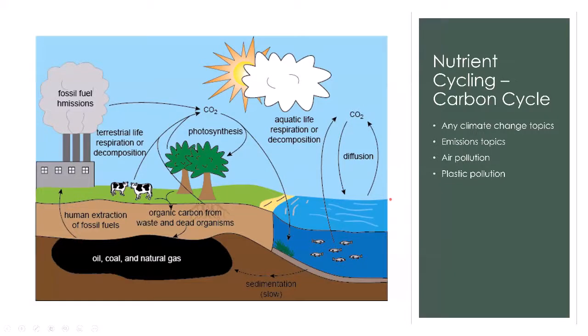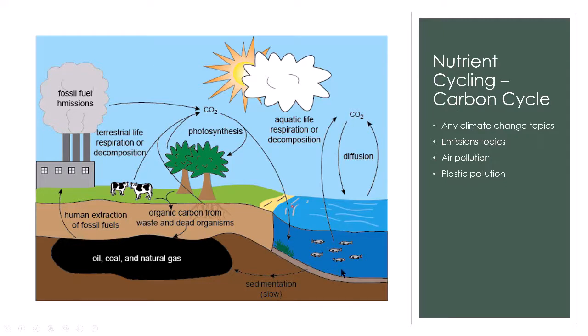All right, next ecological process, the carbon cycle. You will want to do the carbon cycle if you have a climate change topic. If you have anything about emissions, like carbon emissions, like methane emissions, CO2, any kind of air pollution is most likely involving the carbon cycle. Any kind of plastic pollution, because plastic is made by burning fossil fuels. And so you would talk about how carbon is being released into the atmosphere. It's causing a thickening of the atmosphere and causing the planet to warm.